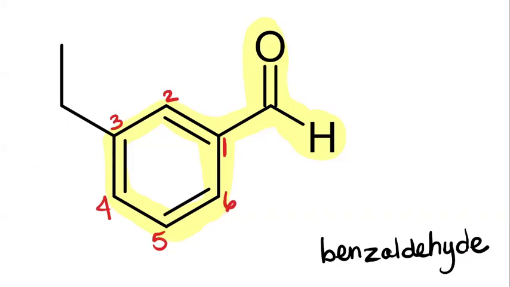On carbon 3, we have a substituent. This substituent has 2 carbon atoms, so that is called an ethyl group. Its position is number 3. So the name of this structure is 3-ethylbenzaldehyde.